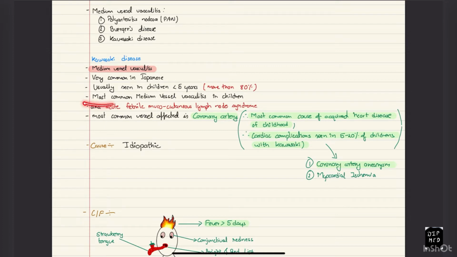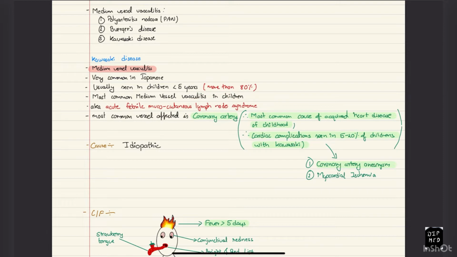It is the most common medium vessel vasculitis in children, and it's also known as acute febrile mucocutaneous lymph node syndrome. The name itself tells a lot about the disease. Acute means the disease has acute onset, febrile means there is fever, mucocutaneous, so mucous membranes and the skin are involved, along with the lymph nodes.